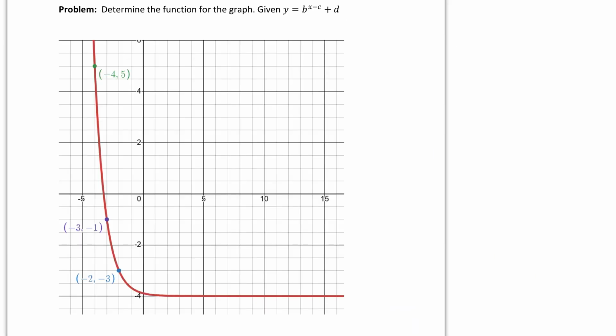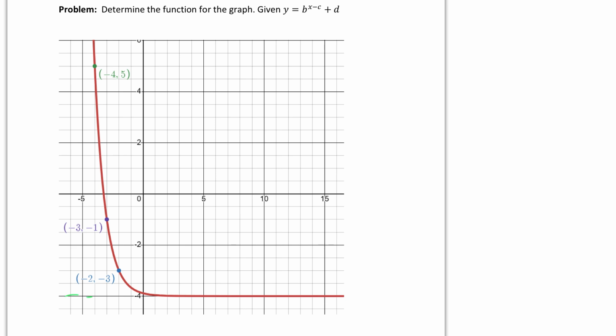All right, here's one that's got all sorts of fun things going on. We have a giant graph. We have a b to the x minus c plus d. And again, we need to determine those 3 values. So go ahead and pause the video, give it a try, and then we'll check your answer.